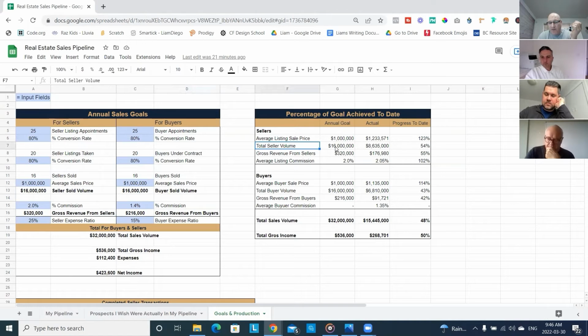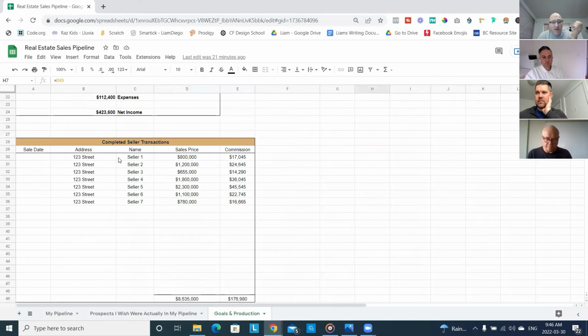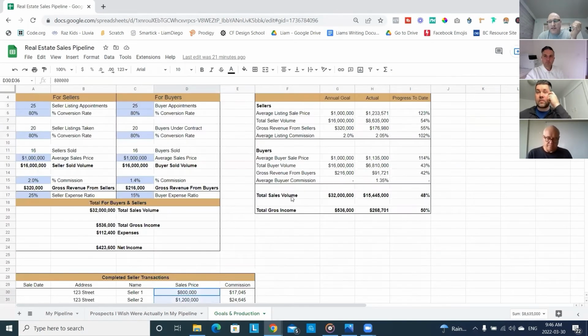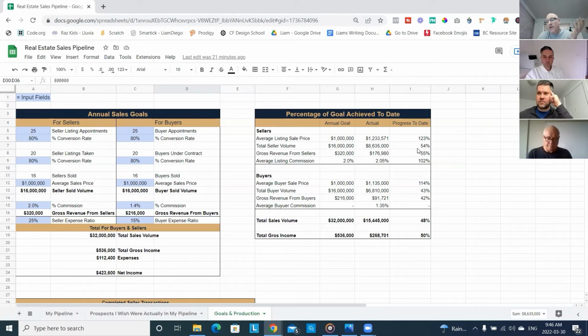Then you have total seller volume, which is taking this number here based on what you wanted to do for the year. And then this number here, your actual, is what you have entered into, what you have actually closed this year. So you can see, well, I'm on track. I'm 54% of the way. You can judge where you are in either your calendar year or your fiscal year, but you can visually see this stuff so you know when to put a fire under your own ass or not.